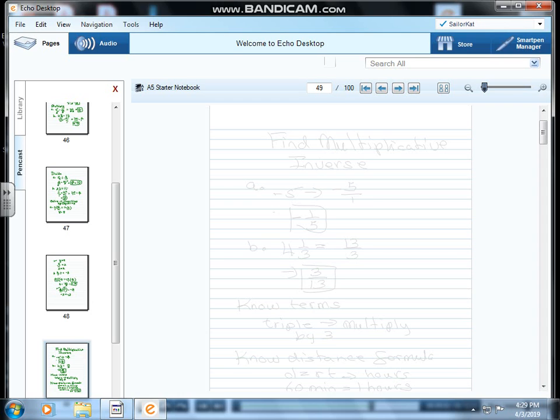You're also going to be asked to find the multiplicative inverse. Maybe to spell it too. So if they give you something like -5, remember that -5 is an integer and always over 1. So to get your inverse, you're going to flip it, and you'll have -1/5. So the idea is to have the two multiply together to get 1.